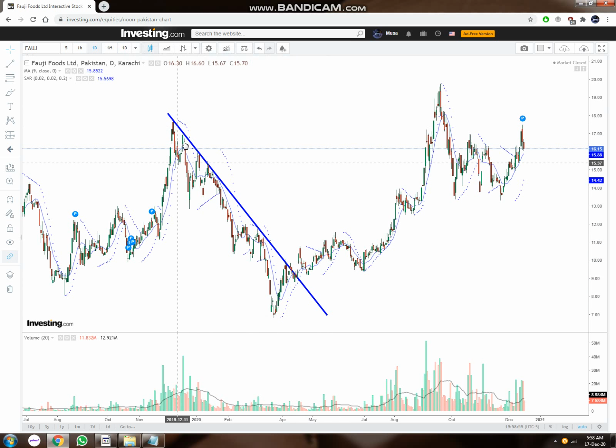As you can see here, it touched this trend line at 1, 2, 3, 4 different levels. Now as it broke, this does not apply to this uptrend. You will have to use another trend line for this purpose.